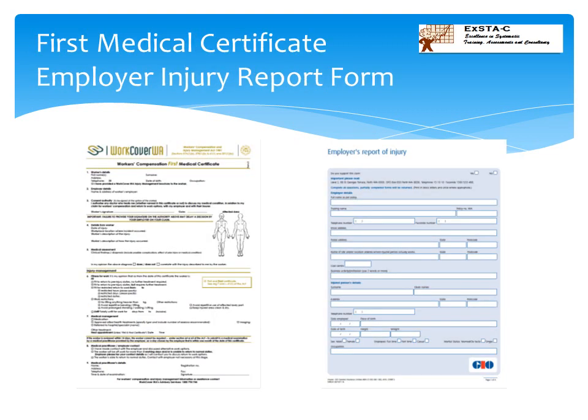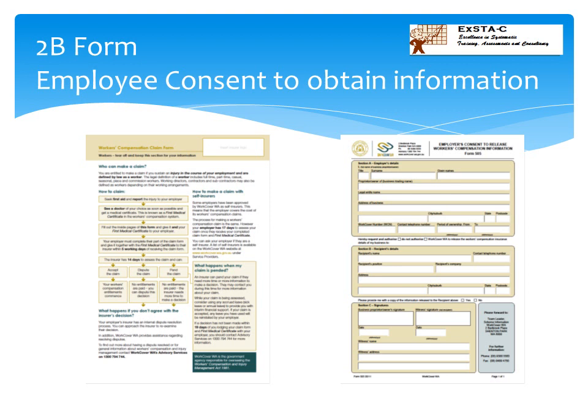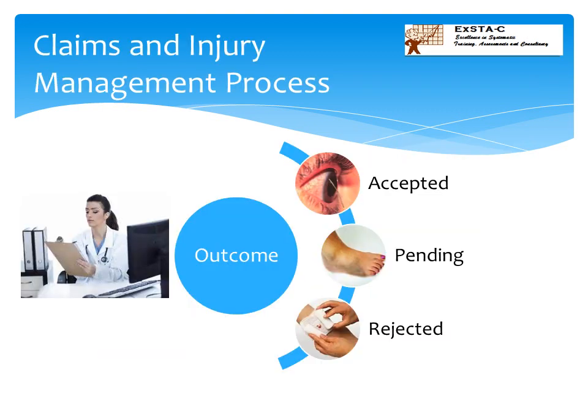Here we have an example of a worker's first medical certificate and GIO's employee report of injury, and a 2B form, workers' compensation claim form, and an employee consent to obtain information.